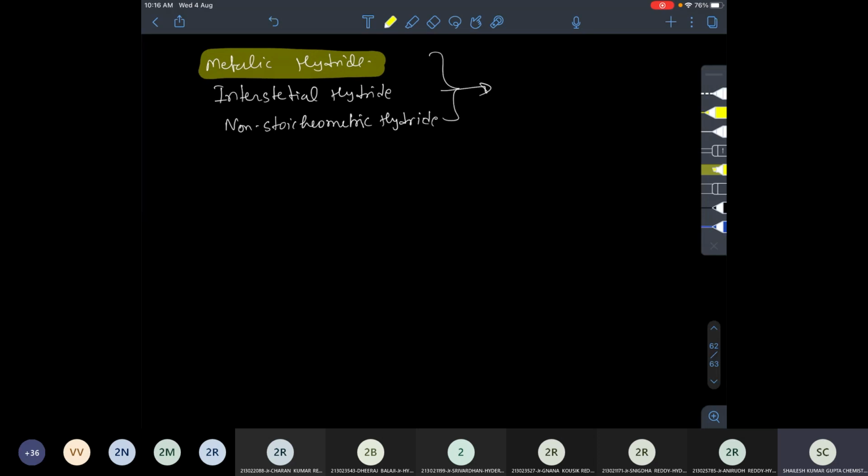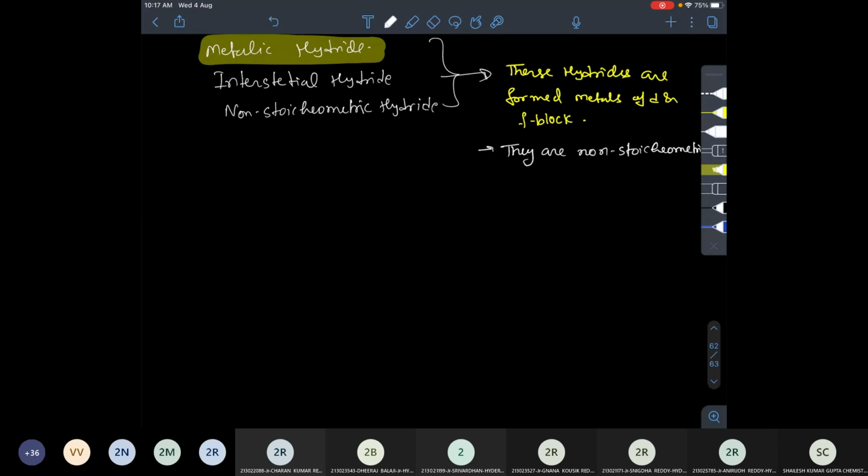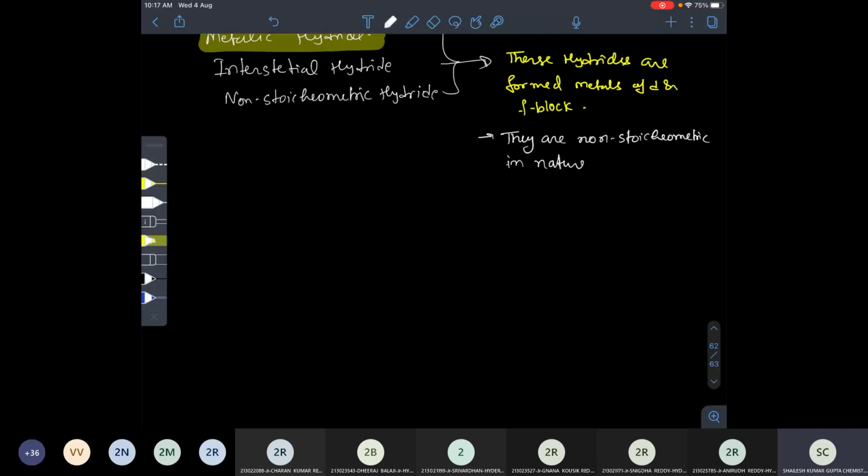So, metallic hydride, what are the metallic hydrides? Please start writing. These hydrides are formed by metals of D and F block. They are non-stoichiometric in nature. Right? They are non-stoichiometric in nature.